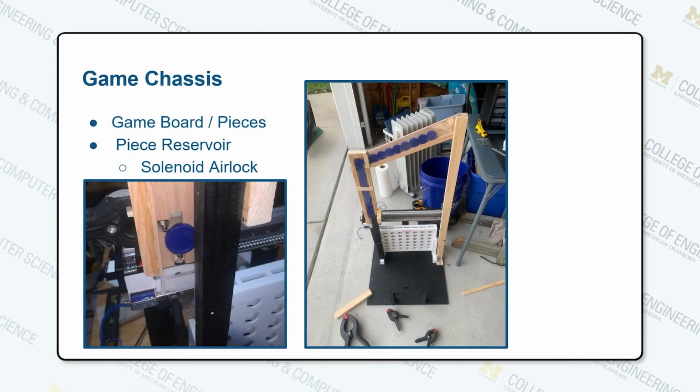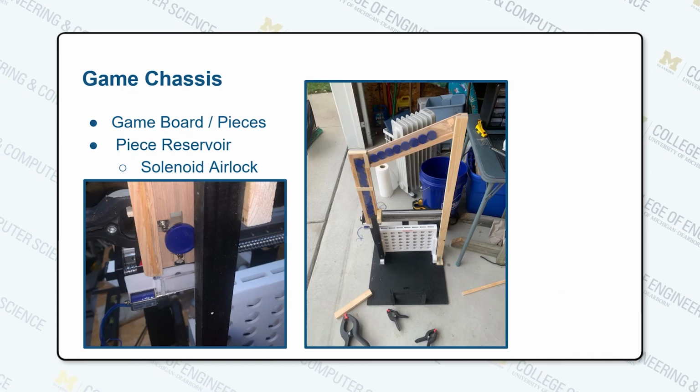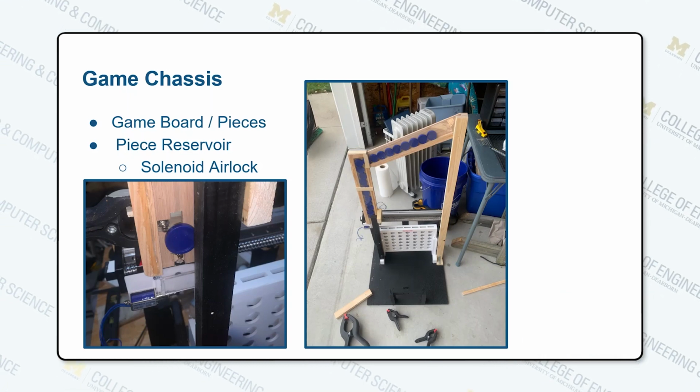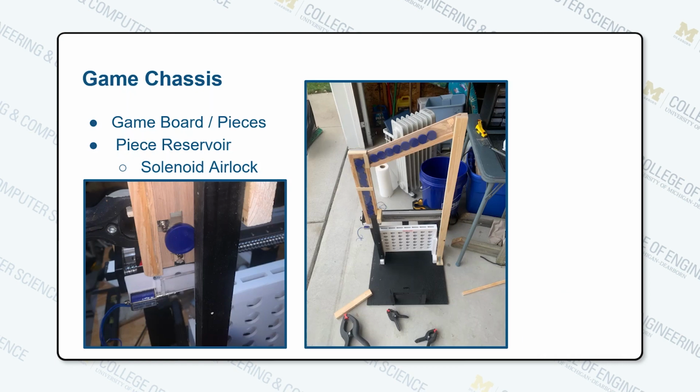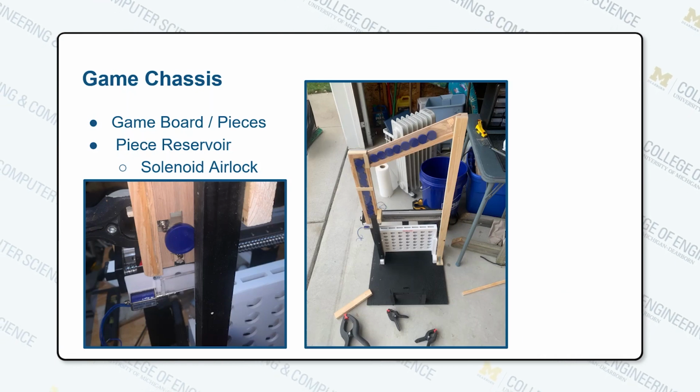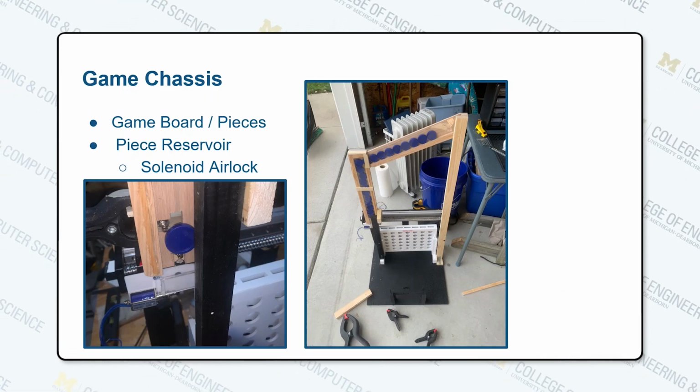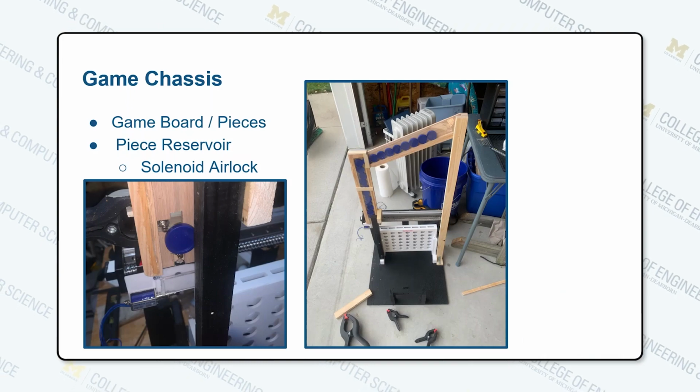The first step of our system was the game chassis. This included the game board and its pieces. Since the system will be playing a physical game against the user, it's important it had a location to store them. This included the piece reservoir and the solenoid airlock. The solenoid airlock was used to prevent jamming and loading pieces.